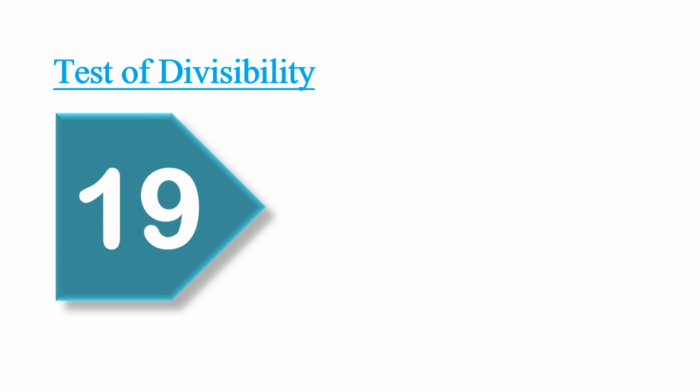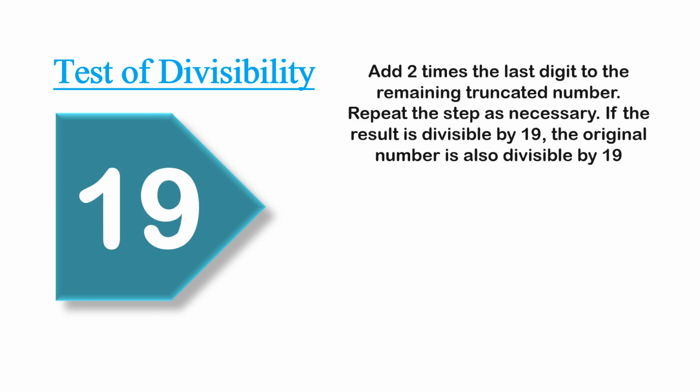Test of divisibility of 19. Add 2 times the last digit to the remaining truncated number. Repeat the step till it's necessary. If the result is divisible by 19, then the original number is divisible by 19. Let's see one example.